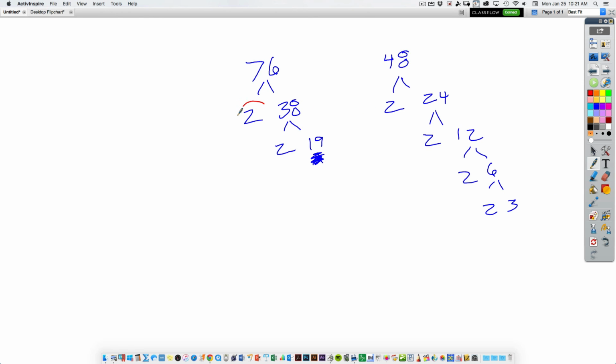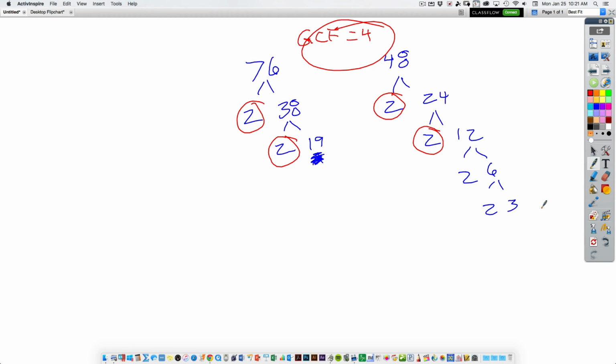So now we have a 2 in common, another 2 in common, and that's the only thing we have in common, so let's multiply them together. The greatest common factor is 4. So those are different ways of doing it.